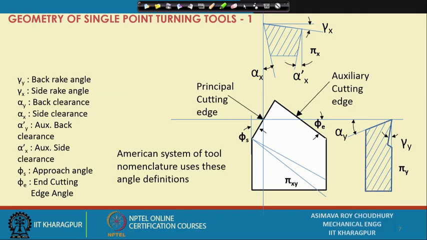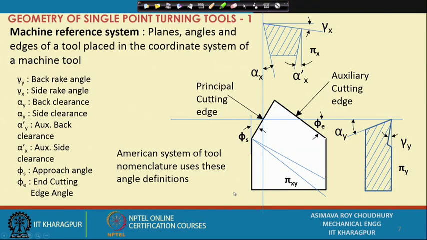First of all, I am seeing the tool here from the top. Okay. This is the tool from the top, and all angles and planes and edges etc. are defined in this system of machine reference. It is called the machine reference system. Okay. Machine reference system, and the American system of tool nomenclature uses these angle definitions.